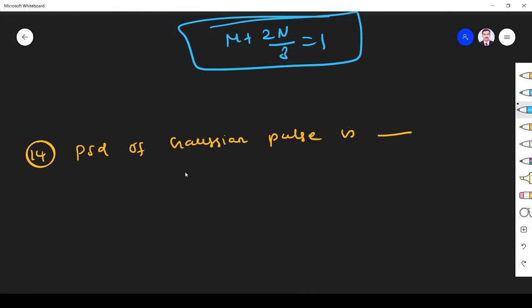Problem number 14: the power spectral density of a Gaussian pulse is, we know the power spectral density of Gaussian is Gaussian.